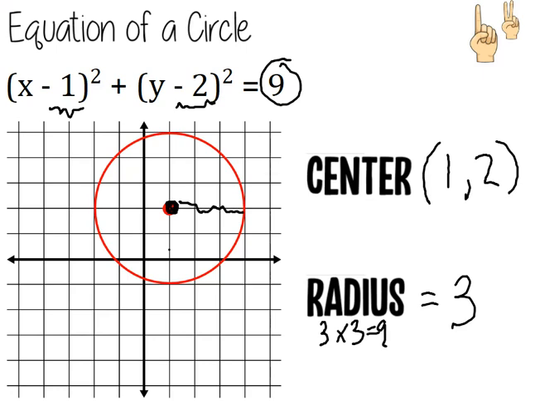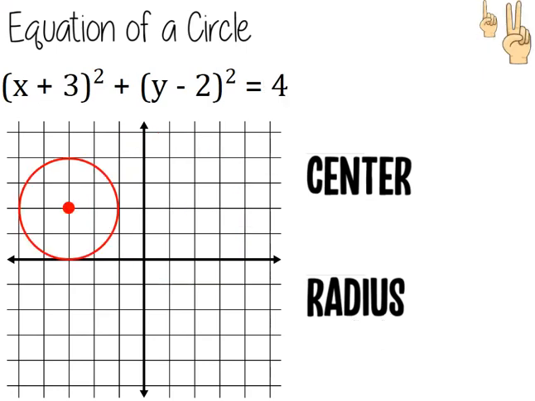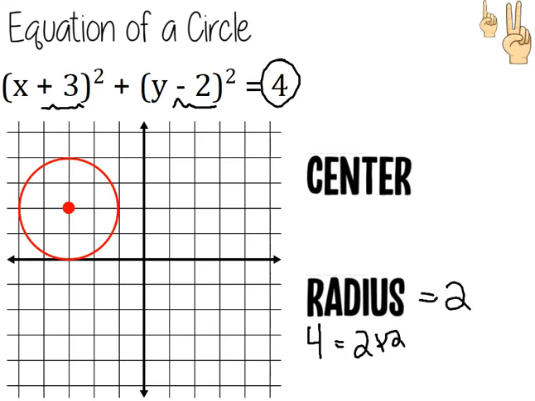Let's look at the second example again. In the equation, I have a +3, so x is being added 3, and y has a subtracting of 2, and I know it's equal to 4. Well, I'll start with the 4. I know that 4 is equal to 2 times 2, so my radius must be 2. And if I look on the circle, it is 2.